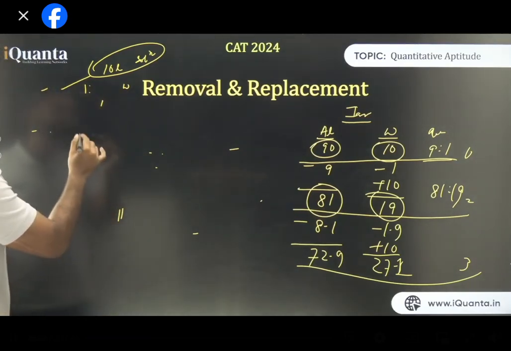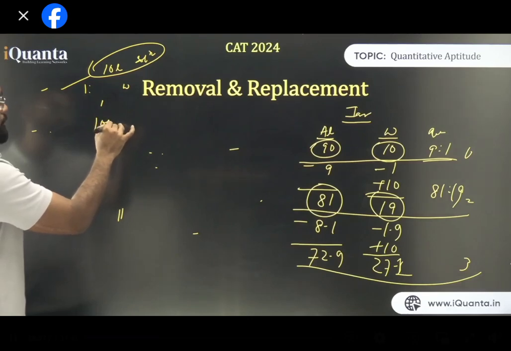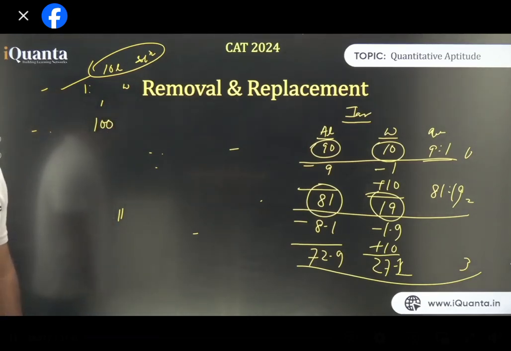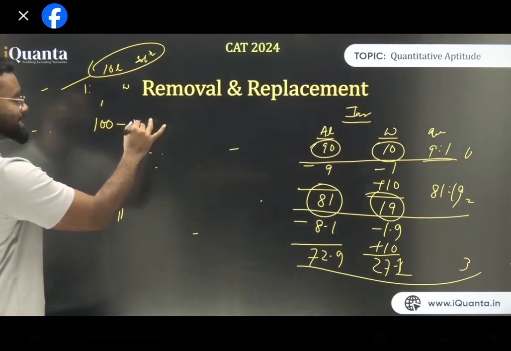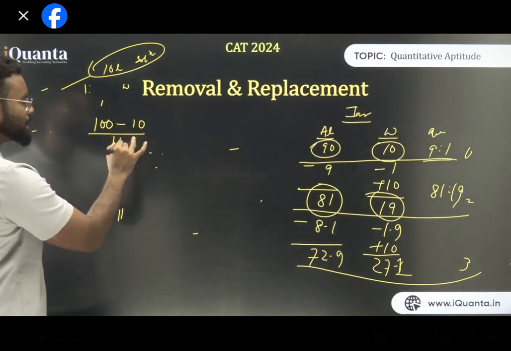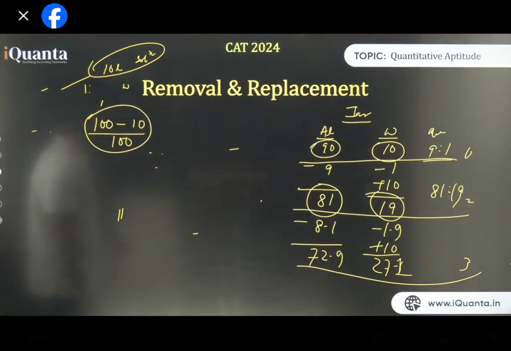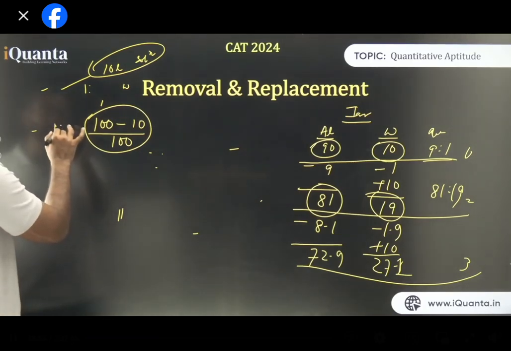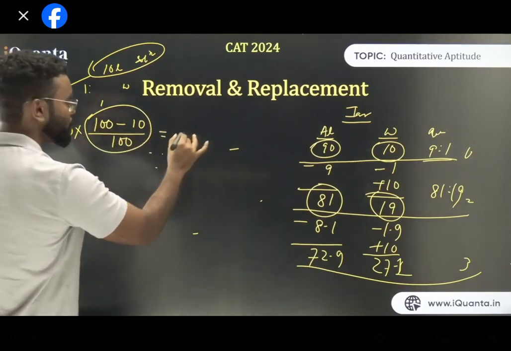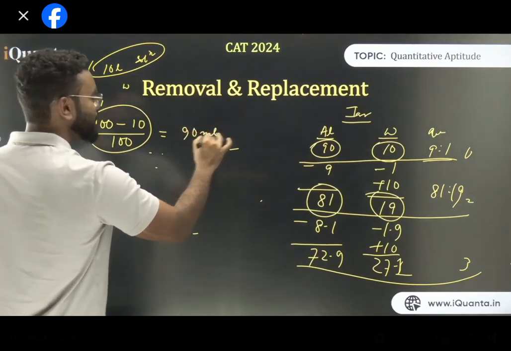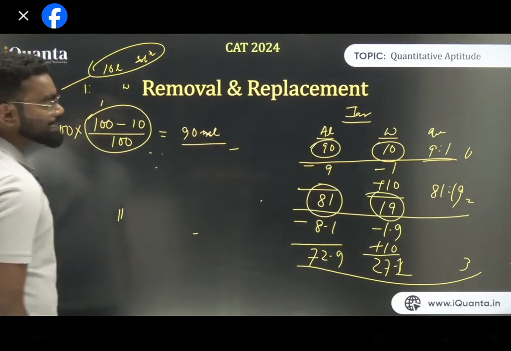Now think about it this way. What is your initial solution? Your initial solution was 100. So 100 is basically the initial solution. Then how much did you remove and replace? 10. Then again your initial solution is 100. So that will give you the proportion of alcohol after every drink, right? And if you multiply with your 100, that will give you the portion, which is 90 liters of alcohol. This is the current level.